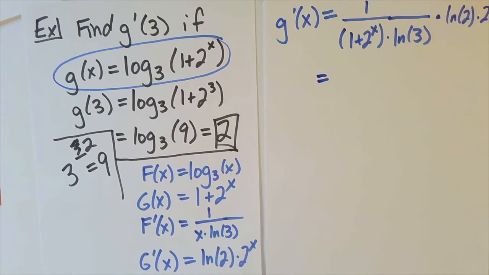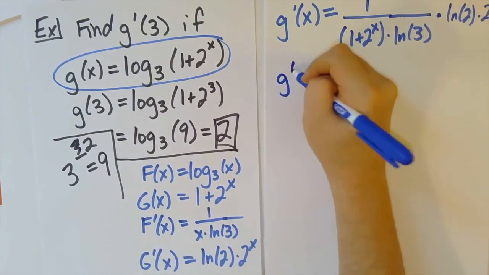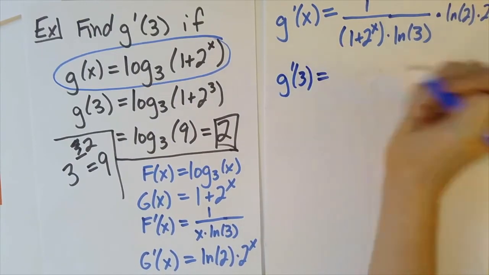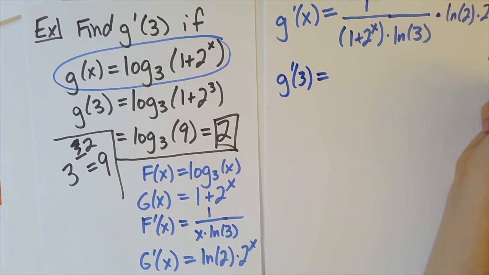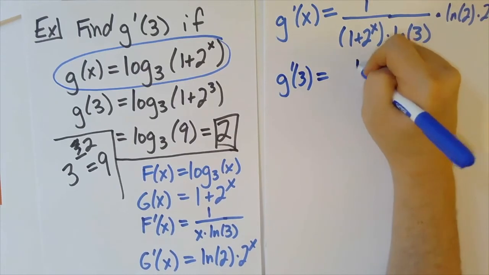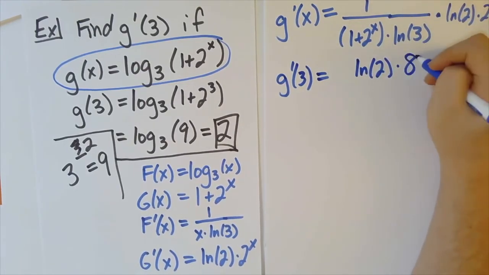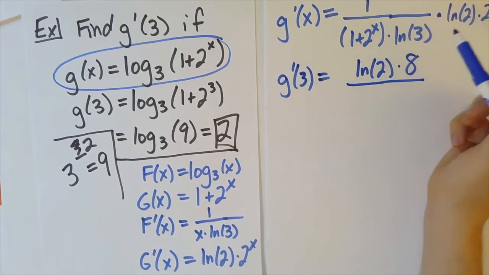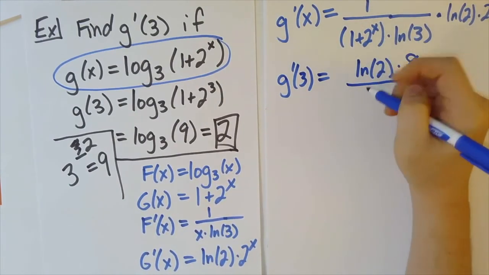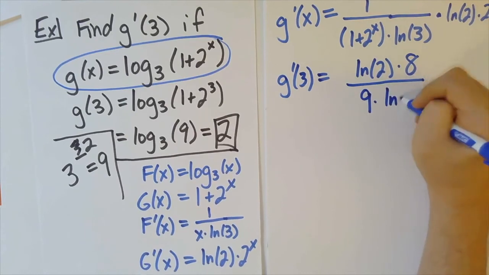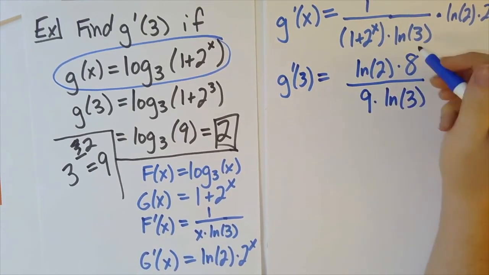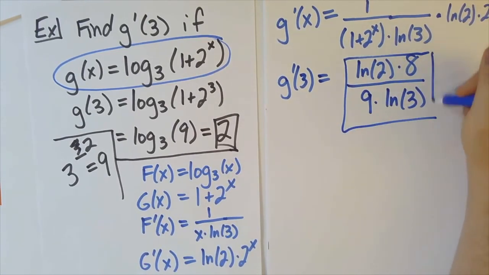So if you want to then calculate g prime of 3, it's going to be the log of 2 times 8, divided by 9 times the log of 3. All right, and that will be our answer.